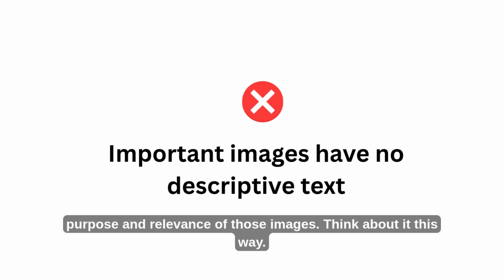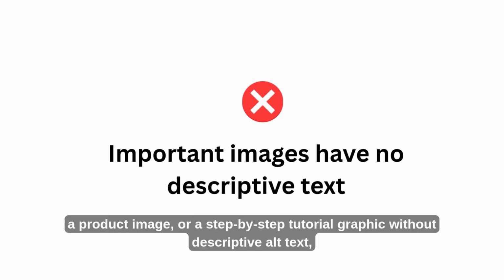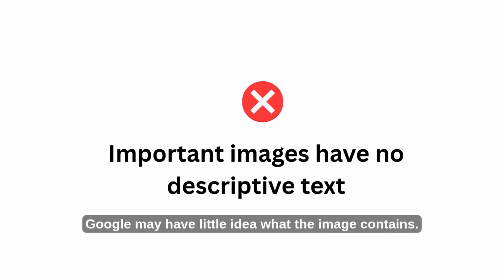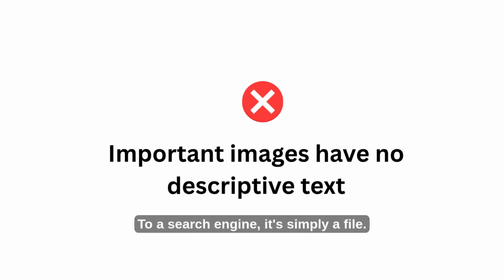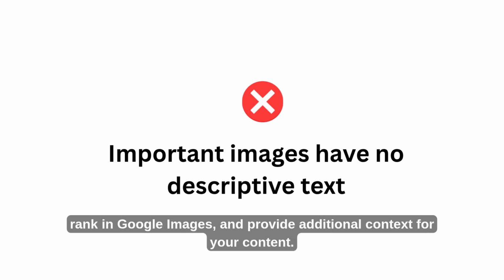Think about it this way. If you upload a screenshot of a search engine optimization audit report, a performance chart, a product image, or a step-by-step tutorial graphic without descriptive alt text, Google may have little idea what the image contains. To a search engine, it's simply a file. That means you're missing valuable opportunities to strengthen page relevance, rank in Google Images, and provide additional context for your content. This issue becomes even more serious when important images support your primary topic.